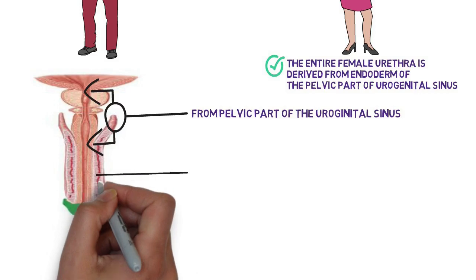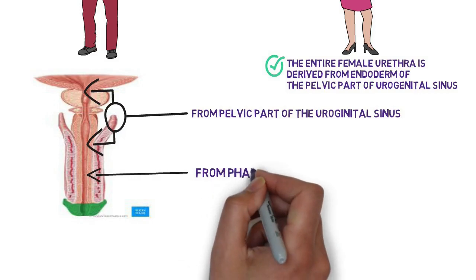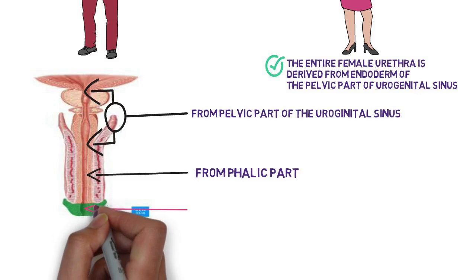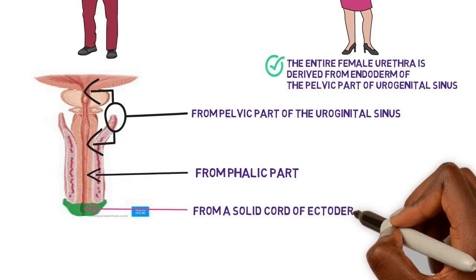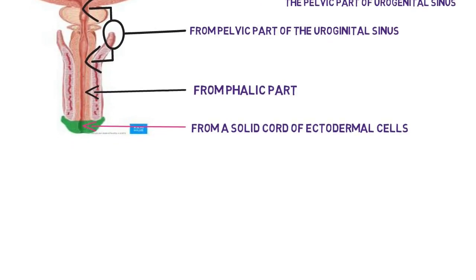Most of the spongy urethra in males is developed from the phallic part of the urogenital sinus. But the distal part of the urethra in the glans of the penis is derived from a solid cord of ectodermal cells, which grows inward from the tip of the glans and joins the rest of the spongy urethra. So consequently, the epithelium of the terminal part of the urethra is developed from the surface ectoderm, whereas the rest of the urethra is endodermal in origin.